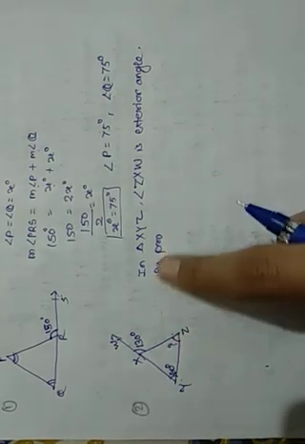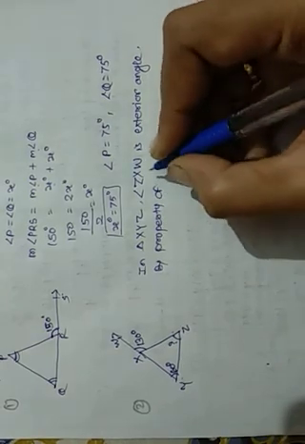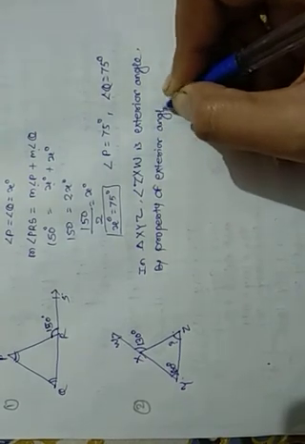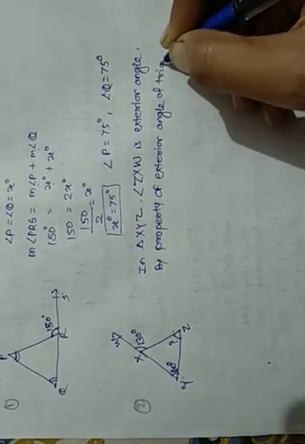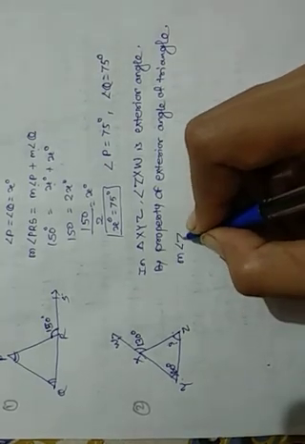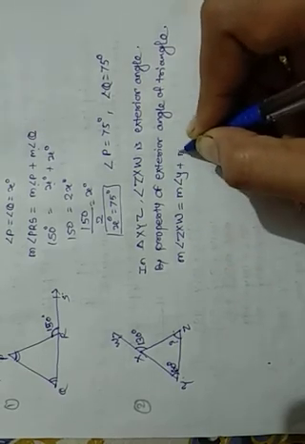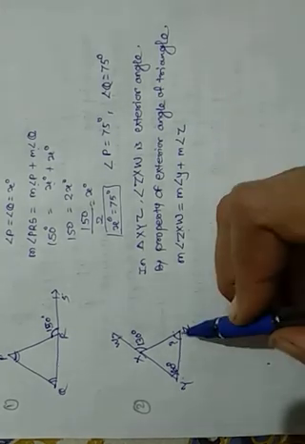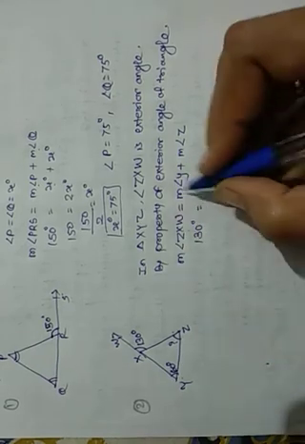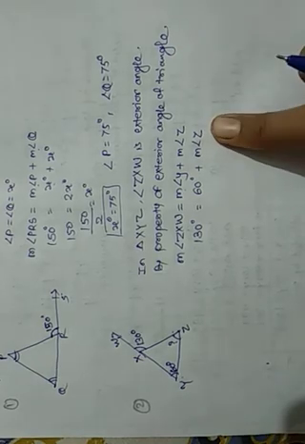Let's see how to find it. By the property of exterior angle of triangle, measurement of angle ZXW is equal to measurement of angle Y plus measurement of angle Z. So ZXW, 130 degrees, is equal to angle Y, 60 degrees, and angle Z is as it is, because we want to find out here angle Z.